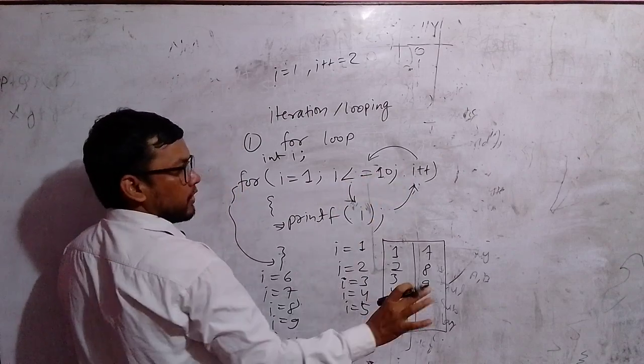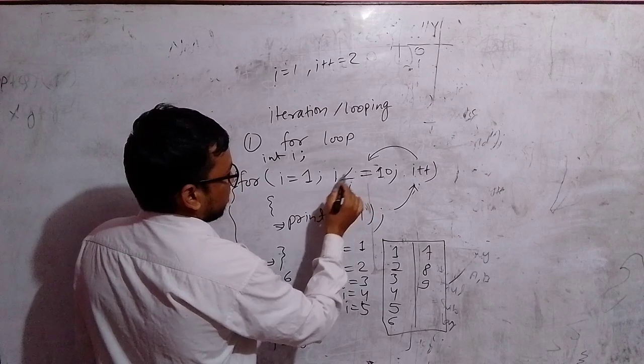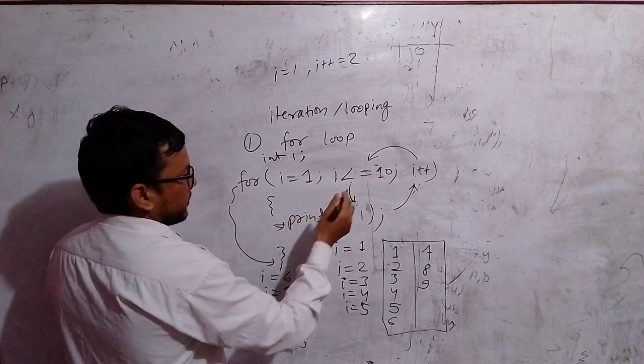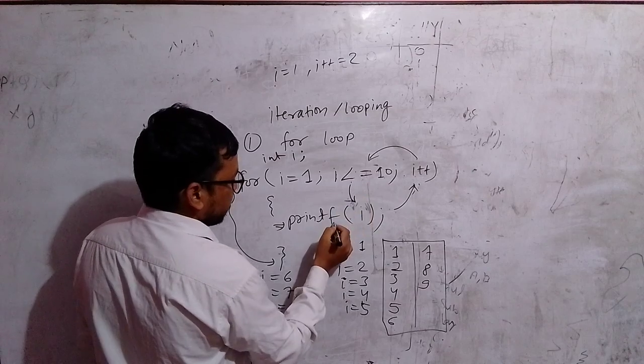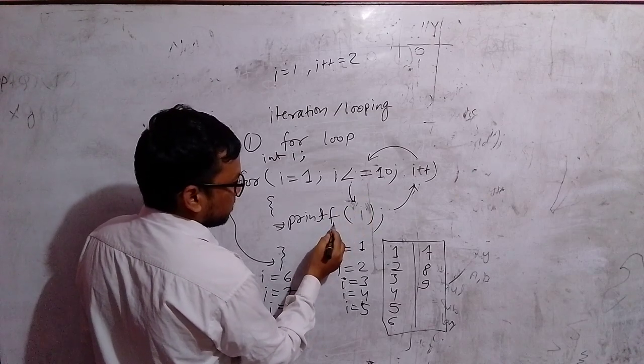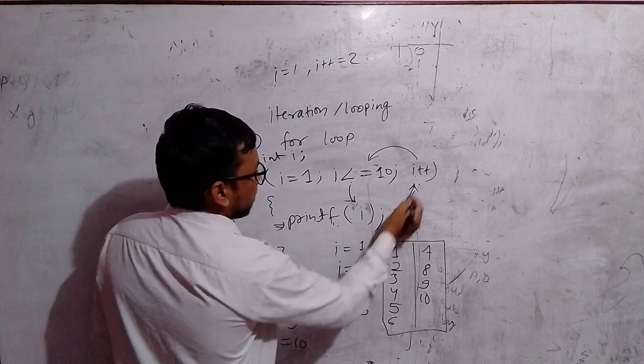10 is less than 10? Wrong. But we have added an equal sign here. That means 10 is equal to 10. That means this condition is satisfied. If this condition is satisfied, the control goes here. And this prints the value of I. What is the value of I? Here 10. Now it goes here, I plus plus.